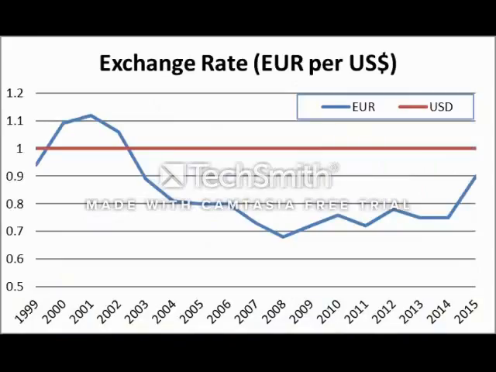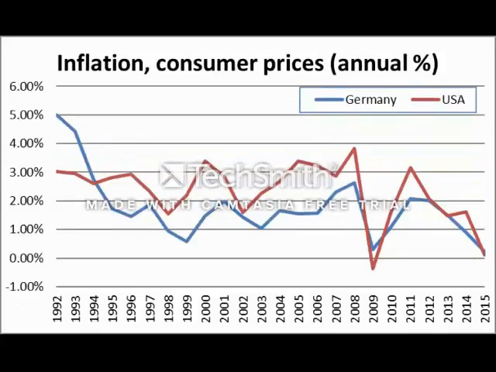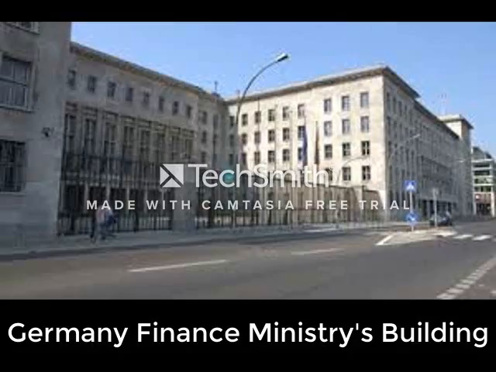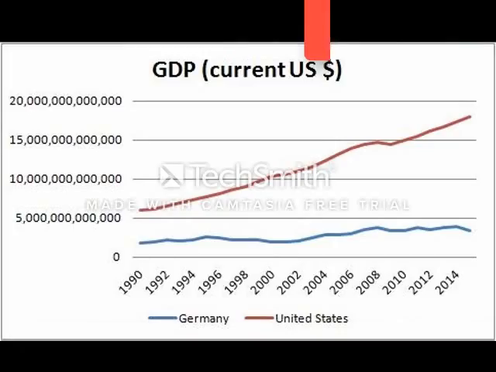The euro was introduced in 1999. Initially, the euro was fairly weak compared to the US dollar. However, in 2002, a shift took place and the euro got stronger and has remained stronger compared to the US dollar. Historically, annual inflation in Germany has been between 1 and 2%, which is about 1% lower compared to inflation in the United States. Let's take a look at Germany's economic indicators.